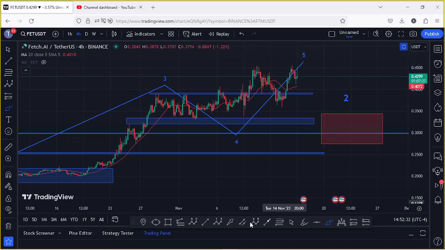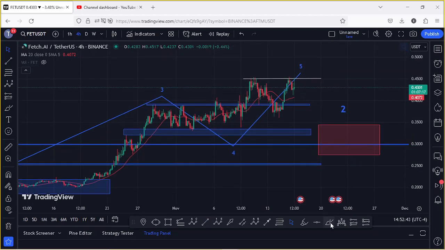And the next key area of resistance that we need to see a break above lies at around the $0.45 mark. We need to flip it into support for us to continue gearing up and possibly get above the $0.5 mark in the next coming days.